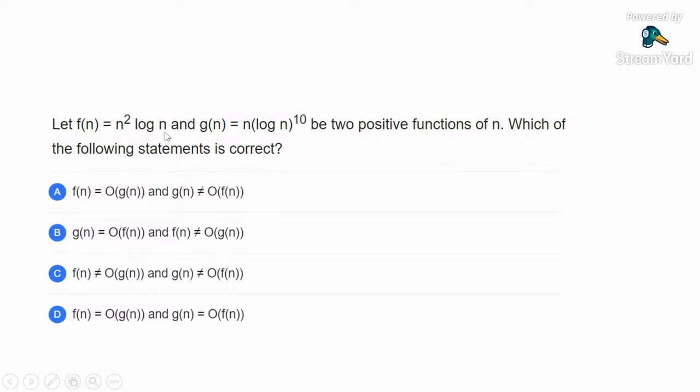With the two positive functions, which of the following statements is correct? The first one. F of n is order of g of n. Is it correct? No. This is the larger function. So we cannot say larger function is order of smaller function. Option A is incorrect. F of n is order of g of n, this is wrong.